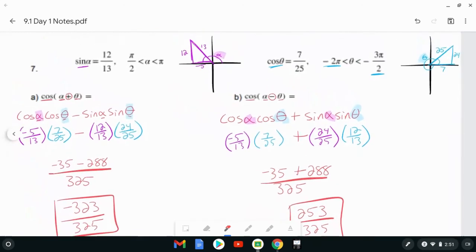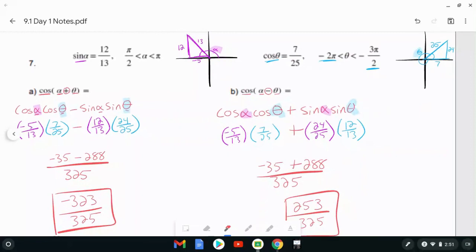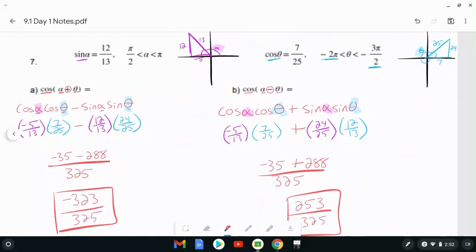So when you have problems where they give you the trig ratio of the angle, but they don't give you the angle itself, you can draw that actual trig ratio based on the reference triangle in the correct quadrant, and you can use that information to find other trig ratios that are based on the same angle.